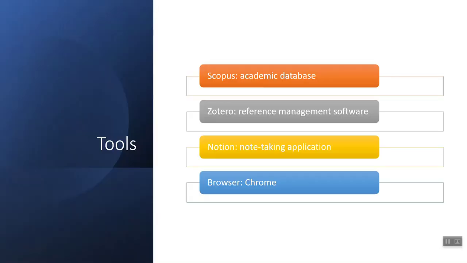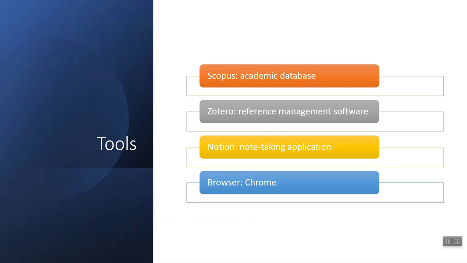in the coming minutes. For this demonstration, I am going to use Scopus as the academic database and Zotero as my reference management software. And I will use Notion, which is another note-taking application that I have been experimenting with. In previous videos, I talked about the zettelkasten method, and I used Evernote, Joplin, and Obsidian, all kinds of tools, to try to look for the most suitable tools for myself. And Notion is our recent attempt.